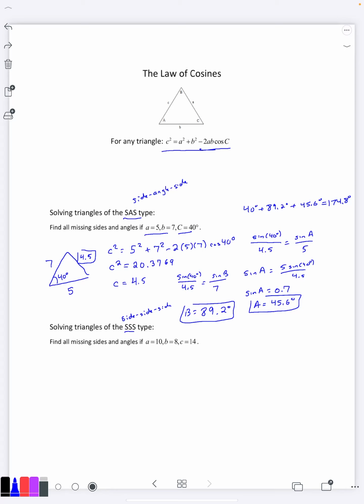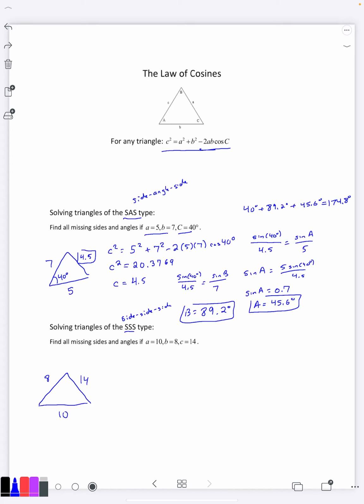Now this second problem here is a side, side, side type. So this time the three things we know are all sides. We have one of them is 10, the other is 8, and this one's 14. So we don't have any angles. We can still use law of cosines.